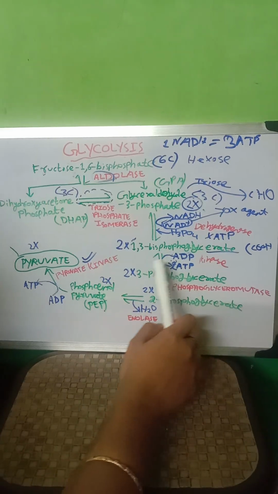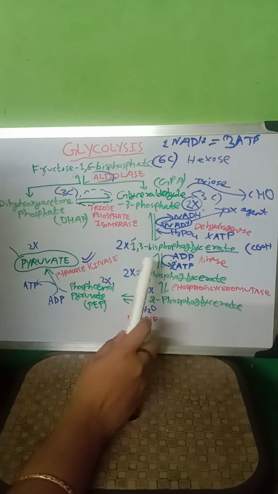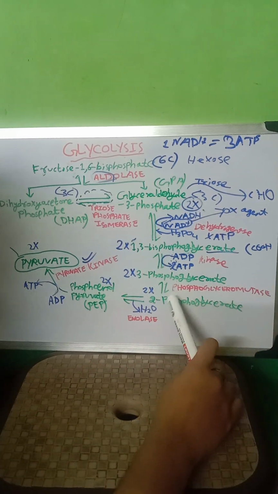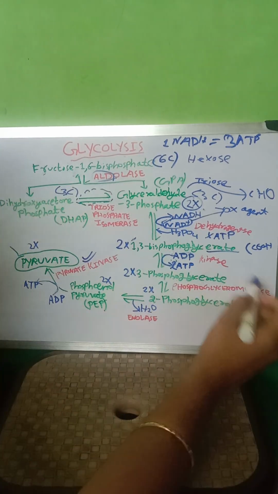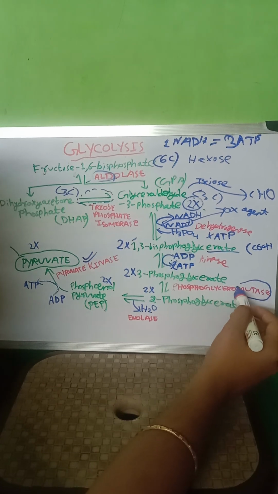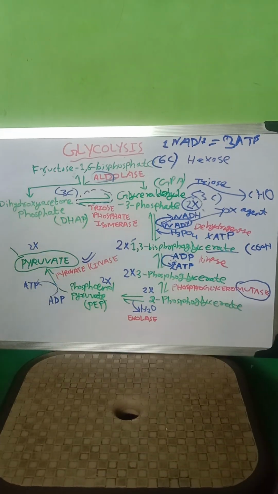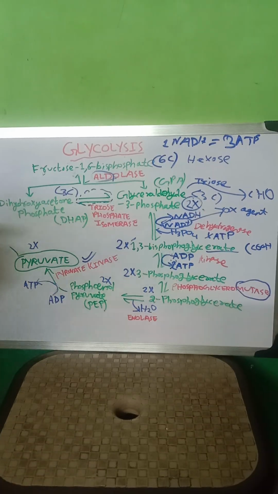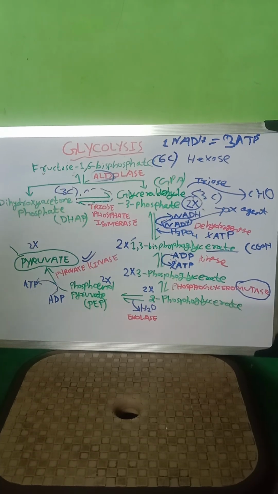Now it has been converted to this. See this enzyme: phosphoglyceromutase. Mutase is kind of like isomerase. It's doing isomerization only. There is a phosphate group in the third position, and we are just shifting the phosphate to the second position. That's why it's forming an isomer. It's changing in structure, but the molecular formula is the same.